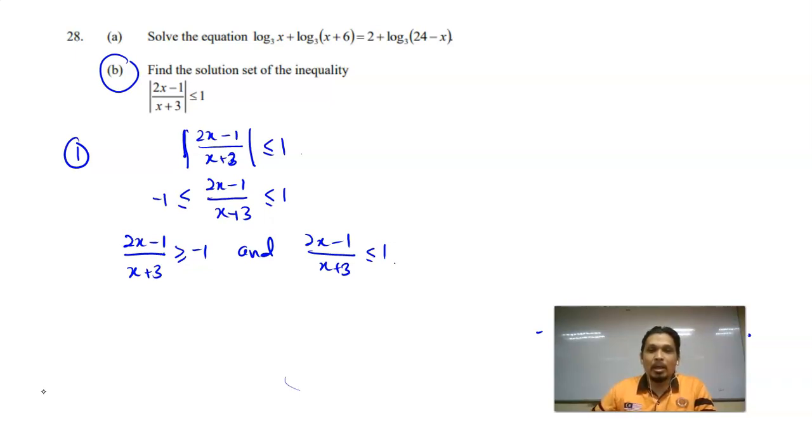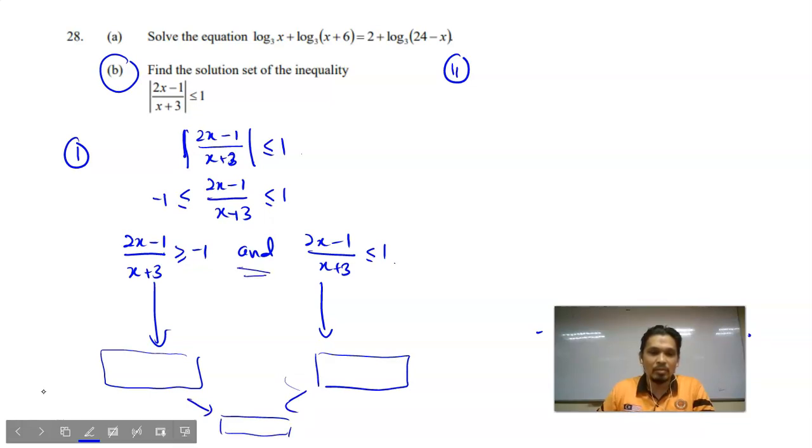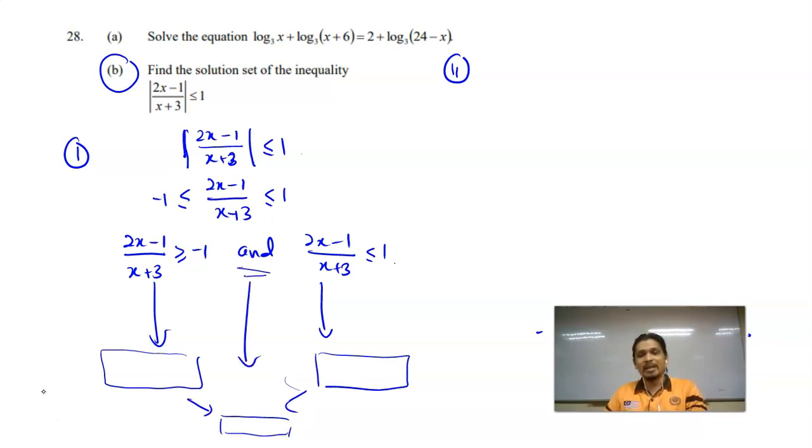Okay, option number 2, which I think I explained to you here. I leave it to all of you to try this. Try by yourself. Once you get the first solution here and the second solution here, then combine them together to get one solution because you have the term of n here. Okay, I call this option number 2.